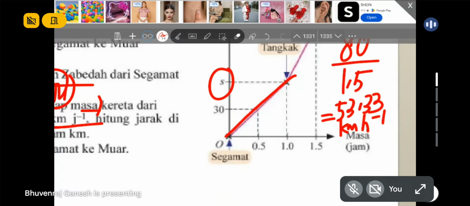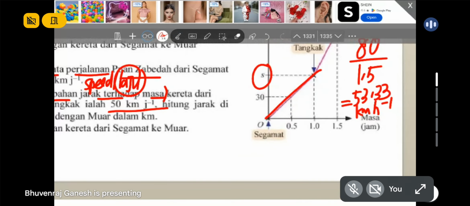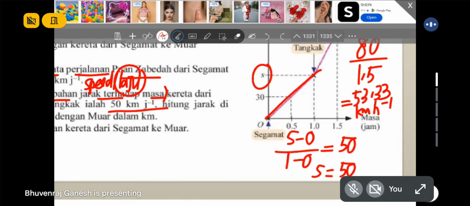So how to find S? Gradient, because speed is the gradient. So coordinate, you can use coordinate 0, 0 and 1, S. So S minus 0 over 1 minus 0 equal to 50. So this is the answer, and then your S is equal to 50. Correct? S is 50 kan.